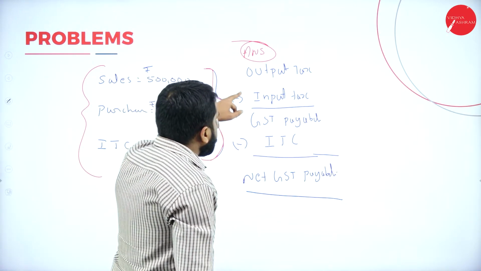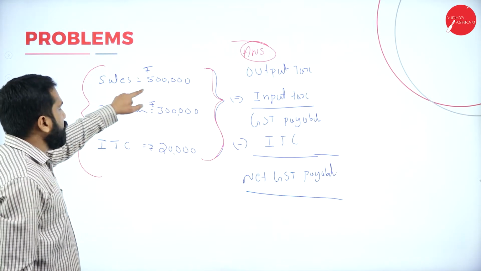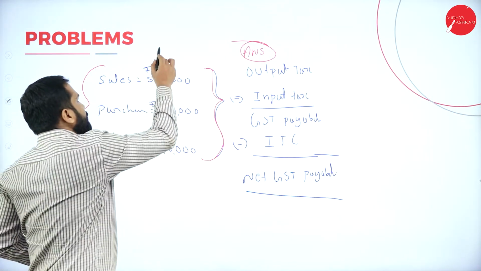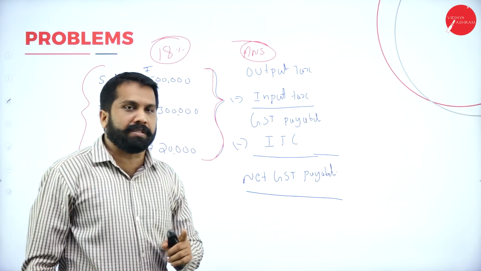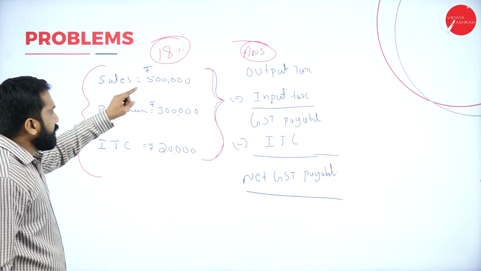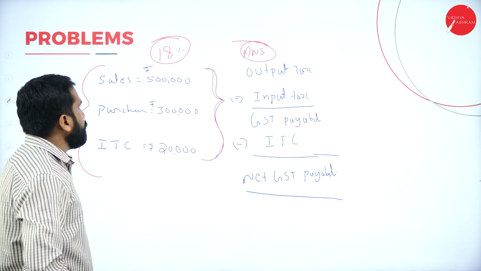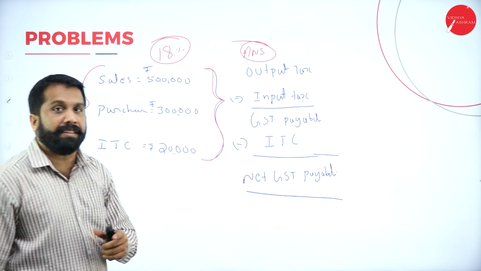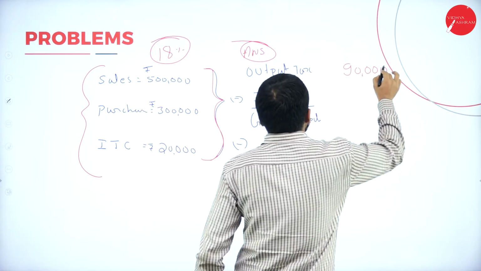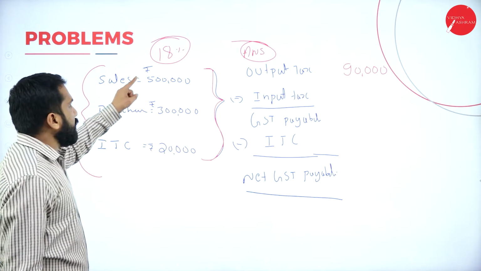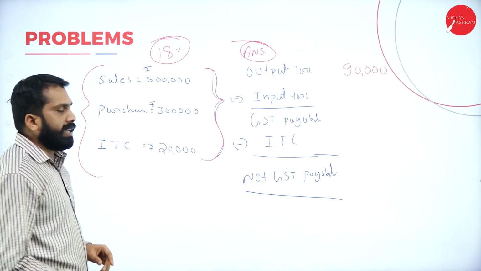Now, output tax. How to calculate your output tax? Simple one. Take your 5 lakh. Assume that the tax rate is 18%. What is the tax rate? 18%. Now, on 5 lakh, you calculate 18%. It will be how much? On 5 lakh, if you calculate 18%, you will get 90,000. Output tax is 90,000. 5 lakh multiplied with 18%, it will be 90,000.